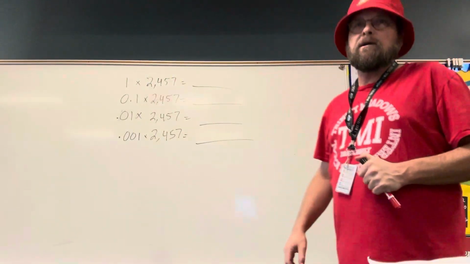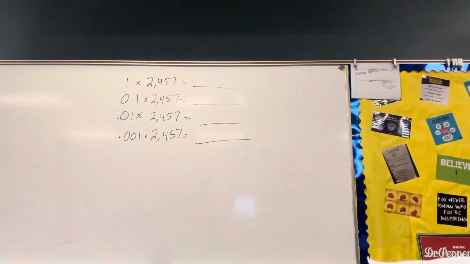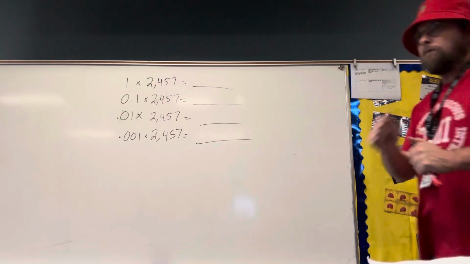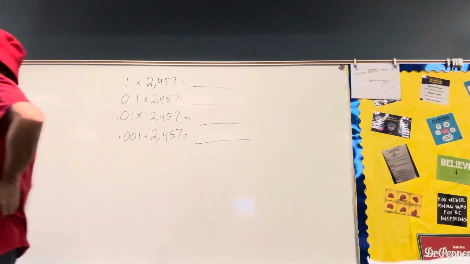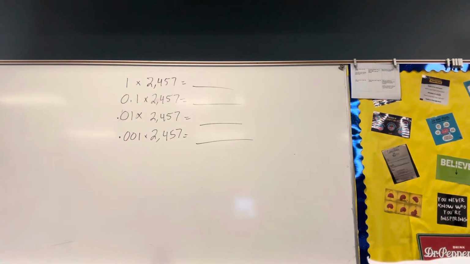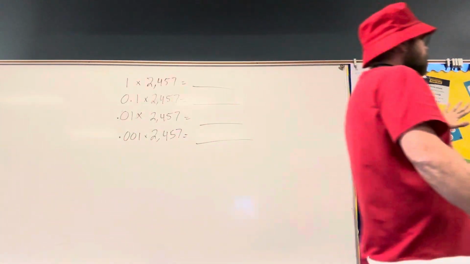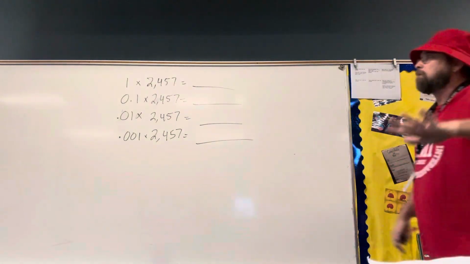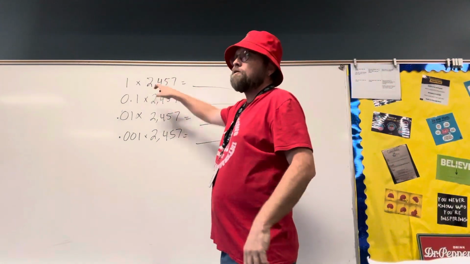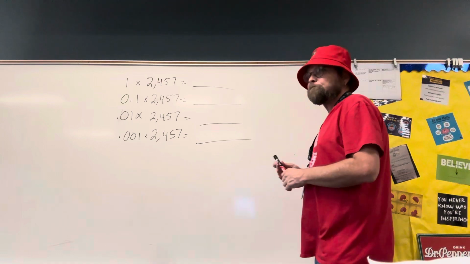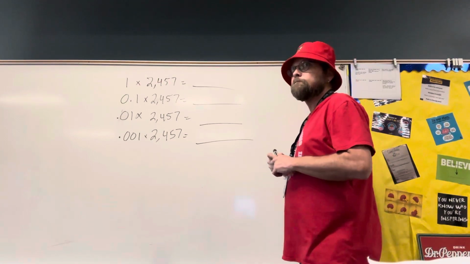All right, so this time we're multiplying by a number less than 1. When we multiply by a number less than 1, my product gets smaller than what I start with. So, Keaton, 1 times 2,457. 2,457.